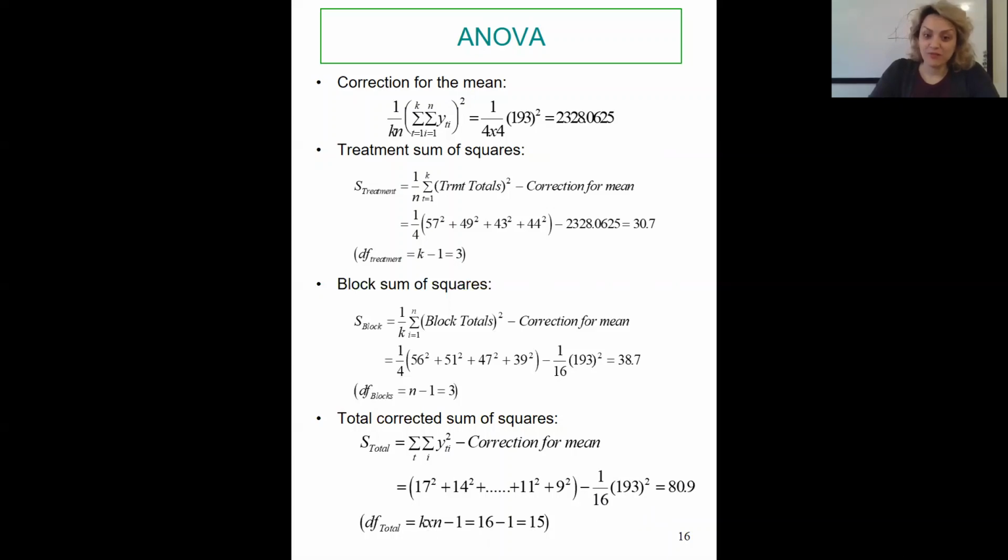And then the degree of freedom of it. For the degree of freedom, we have this equation: K times N minus 1, which is the total number of readings minus 1. We had 16 different readings, right? Minus 1 is going to be 15 here.